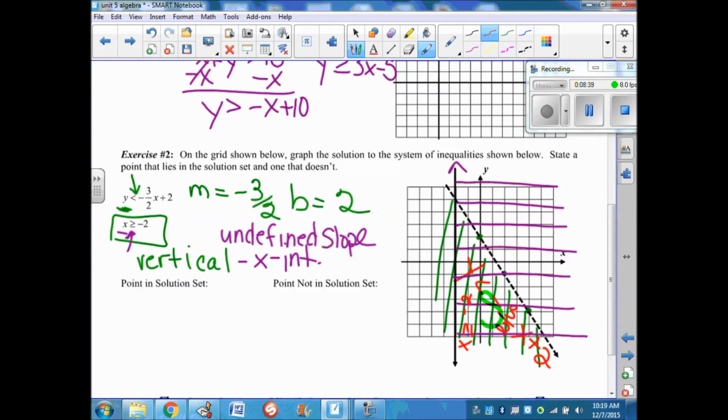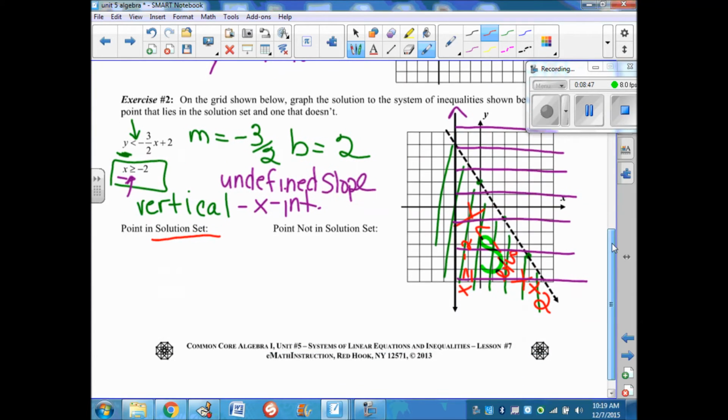And now it's saying pick a point that is in the solution set. So obviously there's a variety of answers that are going to make this true. I might go with something pretty easy. Right there in the center at 0, 0. That's a point in the solution set.